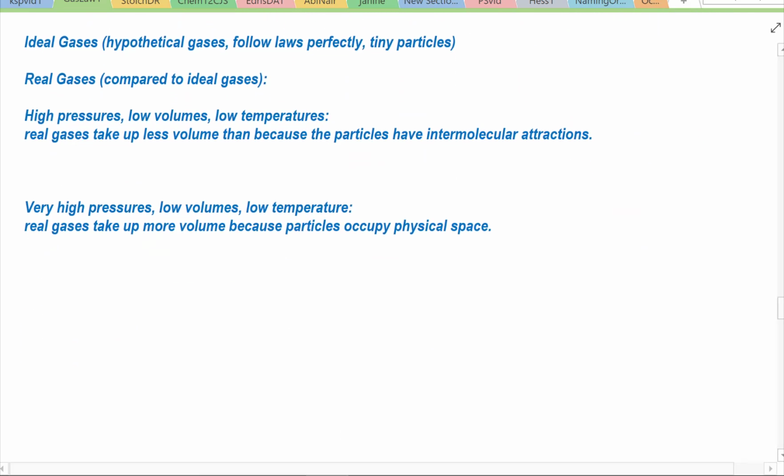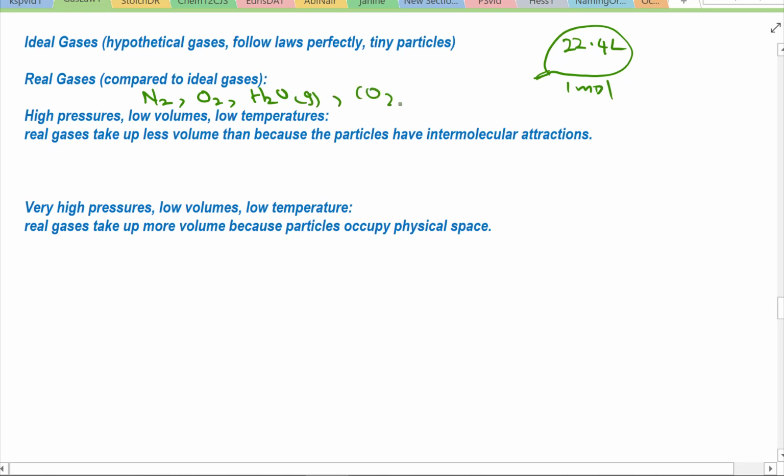So I have been using ideal gas, but we know ideal gases are not really existing, right? They are hypothetical. And ideal gases have 22.4 liters in 1 mole at standard temperature and pressure. And real gases, we see it here: nitrogen, oxygen, water vapor, CO2, methane, things like that. So they are real. They are actually existing here. So why are we talking about these two?